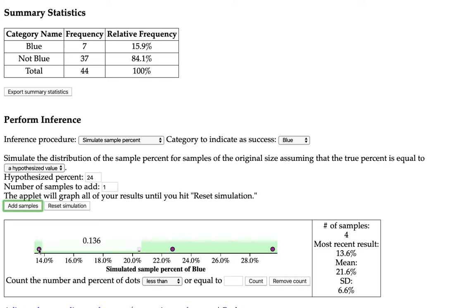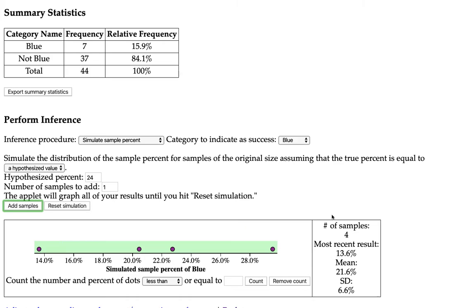So what we're doing is taking a giant container of M&Ms filled with 24% blue, and we're just pulling out randomly 44 of those. And every time we do that, we calculate a sample proportion, which is denoted by p hat, and we figure out the proportion of blue in that sample.